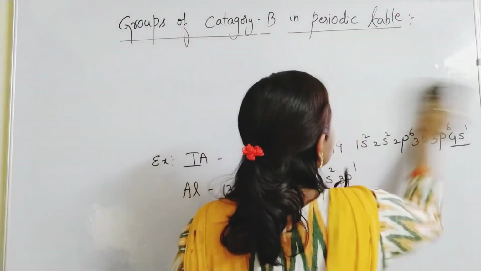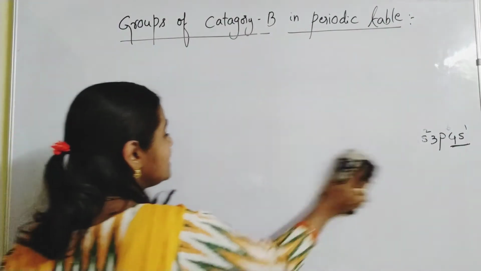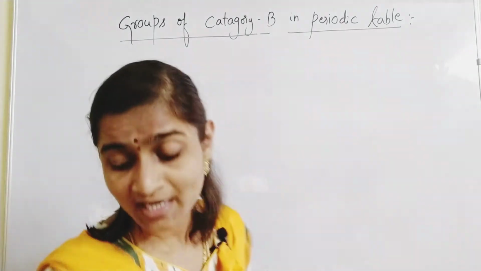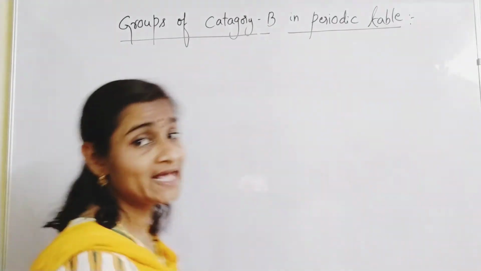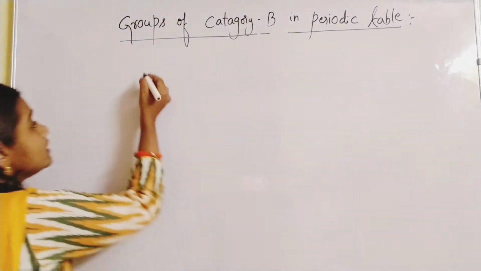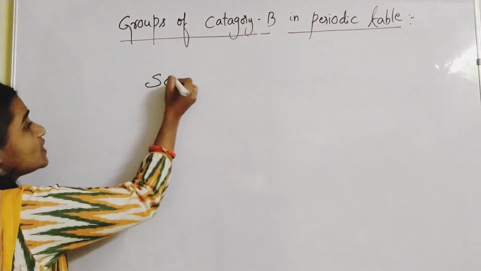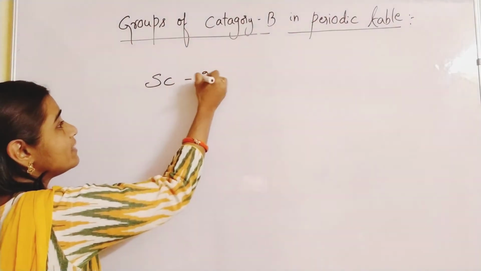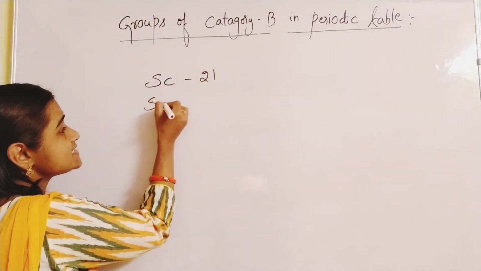Generally, what is the first element which starts to fill the d subshell? Questions like that will also be coming. So the answer is scandium. If you take scandium, the atomic number is 21. What is Sc? Scandium.